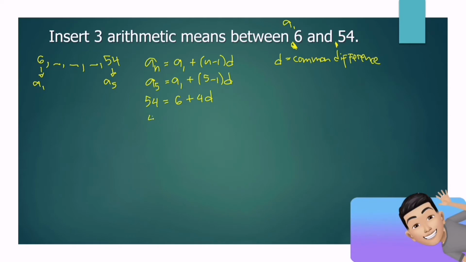So, i-rewrite natin, 4d equals 54 minus 6. We have 48. So, 4d, divide both sides by 4. Cancel ito. And d, 48 divided by 4. What is 48 divided by 4? 12. Okay. So, that is the common difference now.